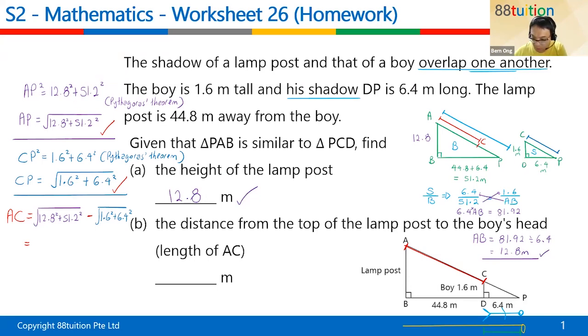Let me check my work. 1.6 plus 6.4. Oh, down here is 12.8 plus 51.2. Silly me. Well, lucky I see my mistake. Press equal. You should get 46.17878. To 3 significant figures, 46.2 meters. That's the answer.